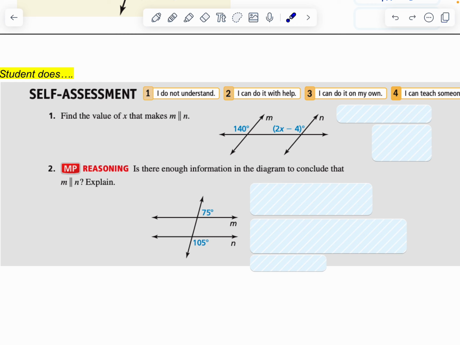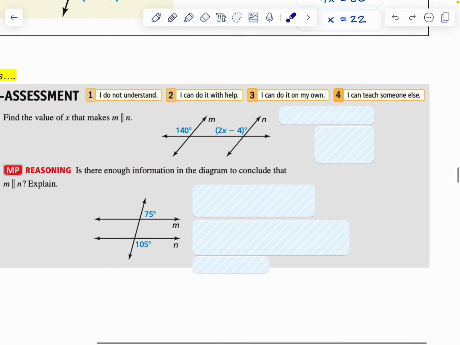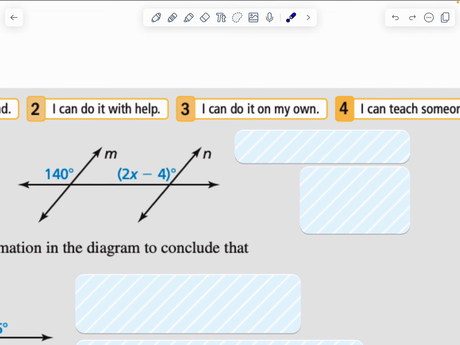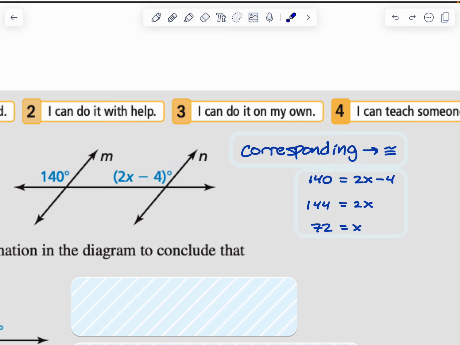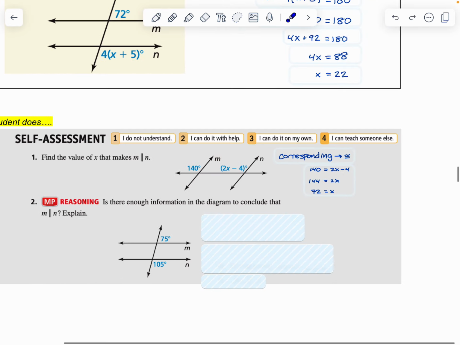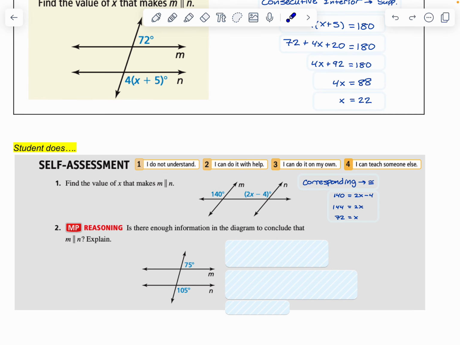Okay. Looking for the value of x that makes m parallel to n. Well, if these were parallel, then I know that these corresponding angles would have to be congruent. Corresponding angles have to be congruent. So I solve for x. And I get that x is equal to 72. That's going to make those angles congruent.